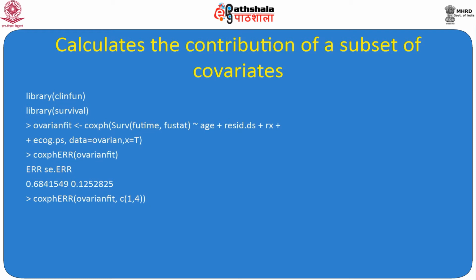Here if you go to the library survival, and after that if you call the data ovarian, we will get the detailed features about the factors or covariates mentioned here. We are not going into details about these factors here, but in addition to rx, we also consider another factor called ecog.ps, that is also available in the data set ovarian. And after that we assigned data equals ovarian, and the whole function is assigned to ovarianfit.